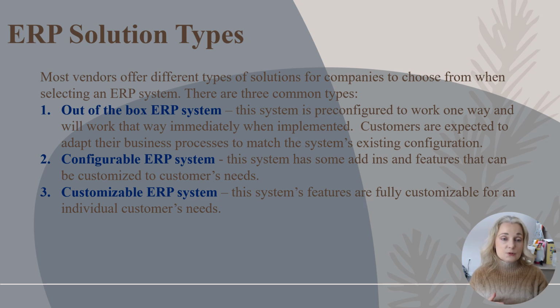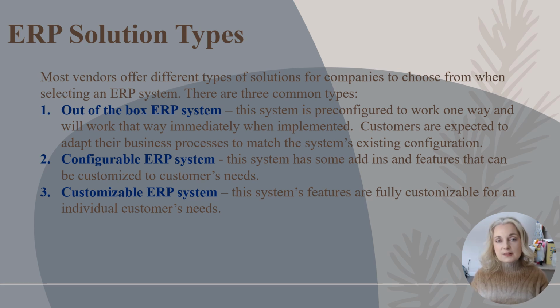So there are different ERP solutions that organizations can choose from, and most vendors offer different types of solutions for companies to choose. And the three most common types, you have an out-of-the-box ERP system, and this system is just pre-configured to work one way, and it can be immediately implemented, and customers are expected to adjust their business processes to match the system. So you can't adjust the system to match your processes, you're changing your processes.